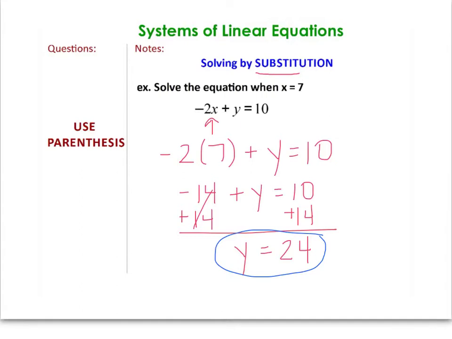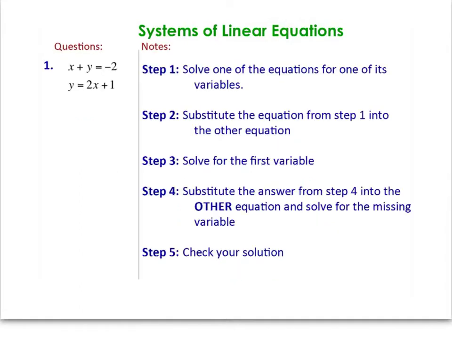So what we're going to do today is now apply this to systems. So here are my steps. The first step we're actually not going to really get to today. Today, everything in step 1 is going to be done for us. What step 1 says is solve one of the equations for one of its variables. Meaning, I would have my two equations, and I would solve one for one of the variables. Well, if I look, my second equation is already solved for y. It says y equals 2x plus 1.